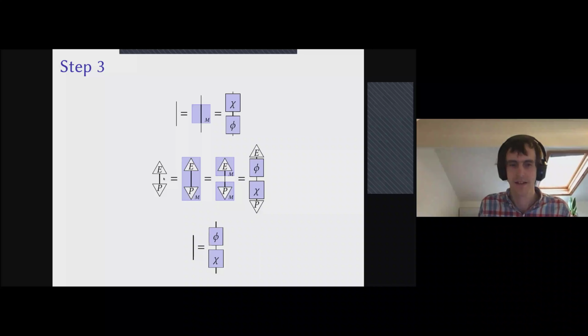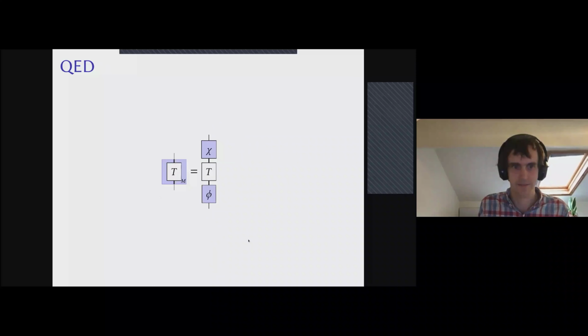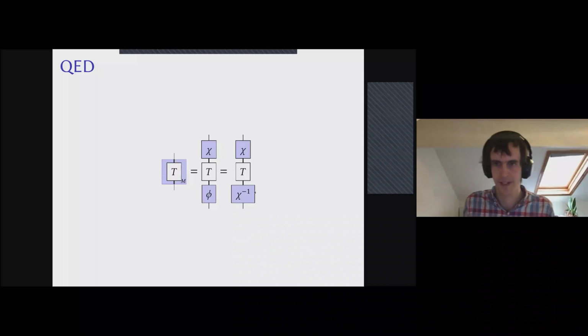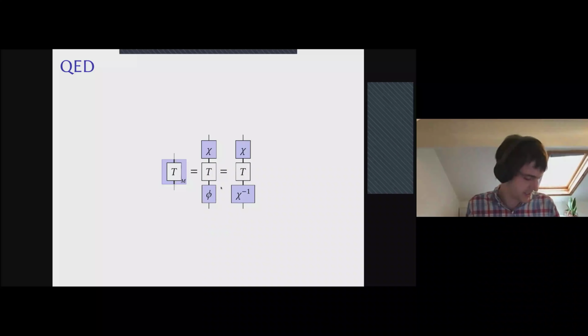Because certainly this would equal this if this was the identity transformation, and by local tomography, if it looks like the identity transformation on local preparations and effects, it must be the identity transformation. Okay, so now we've got that phi followed by chi is the identity and chi followed by phi is the identity. And so we've got that phi is the inverse to chi, which is exactly what we wanted. Okay, so that's how we prove our structure theorem.